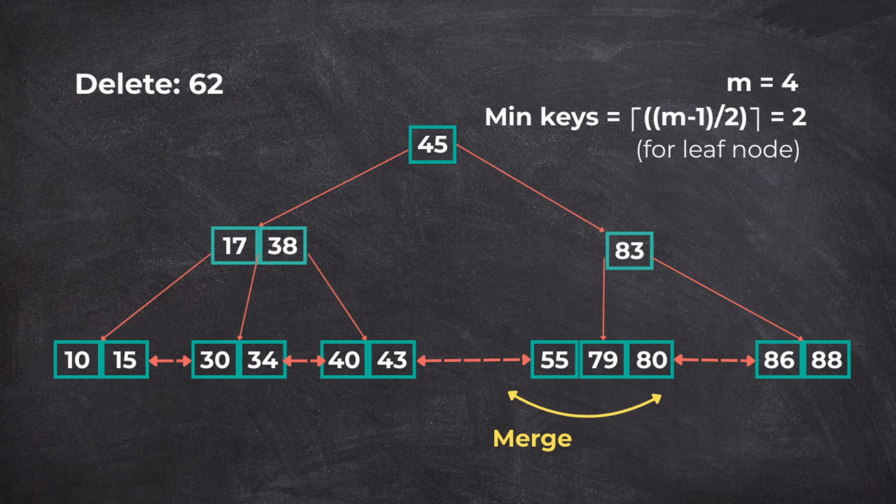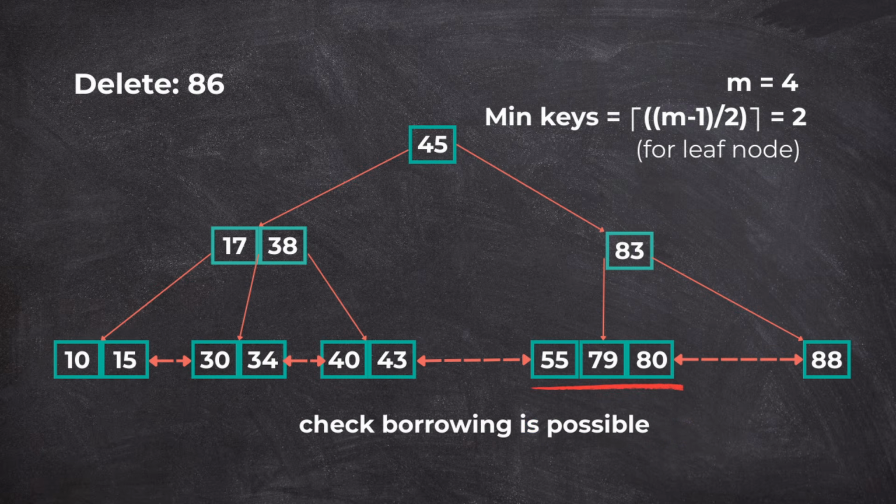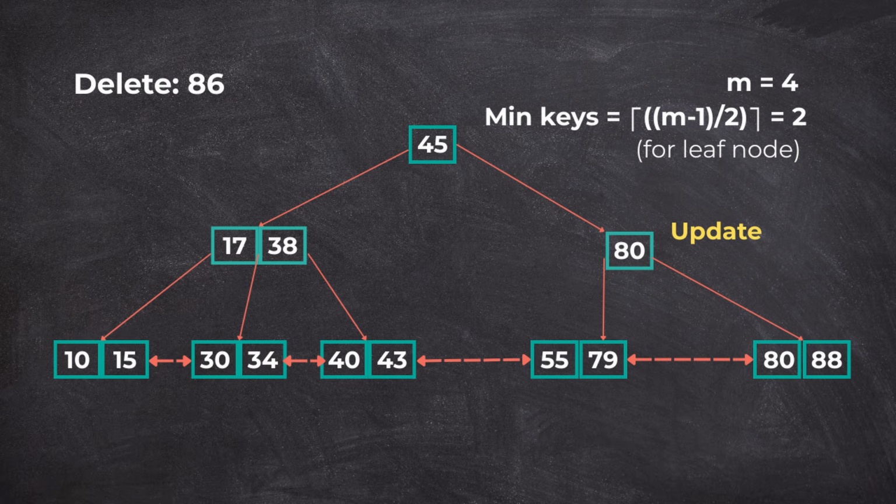Now let's see a case where borrowing is possible. Suppose we want to delete 86. Just like before, we first delete it. The leaf 86, 88 becomes 88, which breaks the minimum keys rule. We check borrowing, and this time it works because the left sibling has 3 keys, one more than the minimum. So we borrow, and move the boundary key 80 over. Now the leaves are 55, 79, and 80, 88, and we update the parent separator to 80.